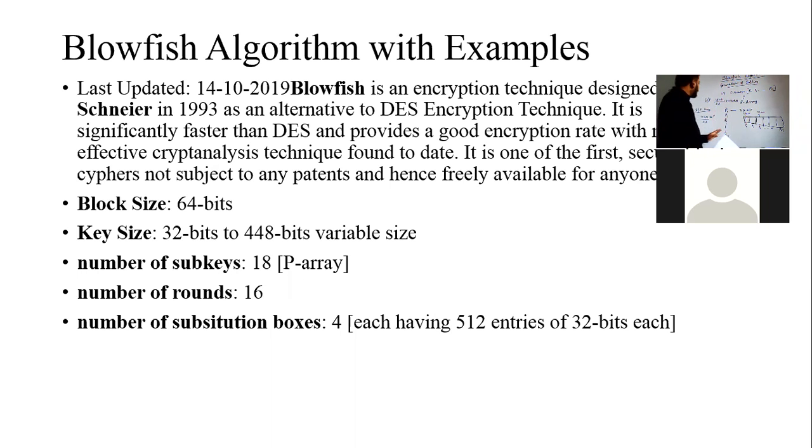So if our input key is 448 bits, and we divide this 448 bits by 32 bits, the size of the P array, we will get 14 sub keys. If you divide 448 by 32, we will get 14. So this means we have 14 sub keys. Okay, we have 14 sub keys.